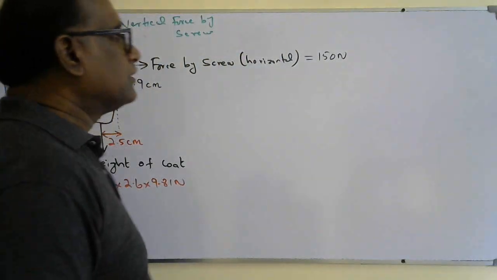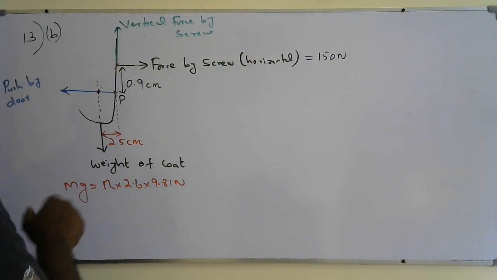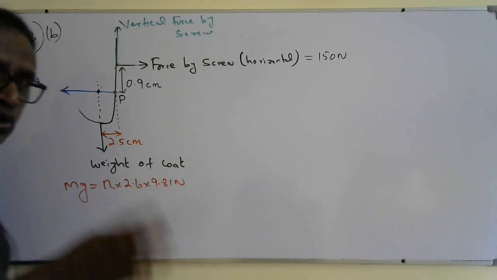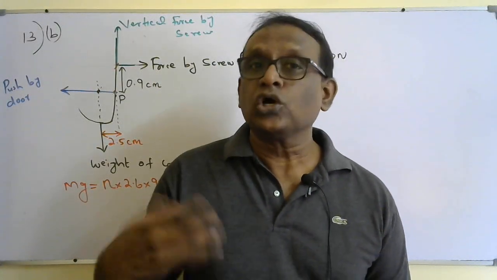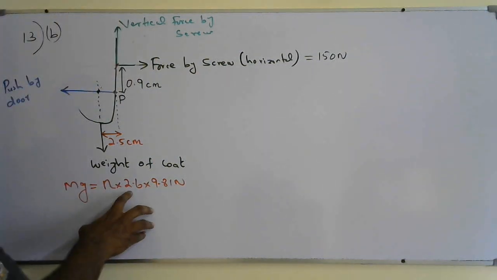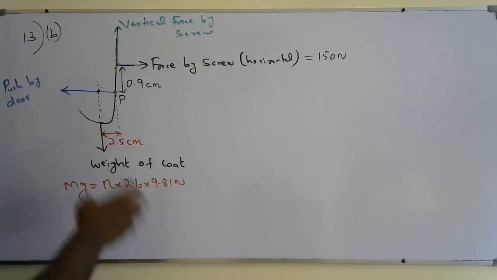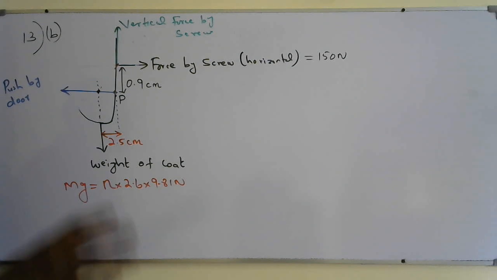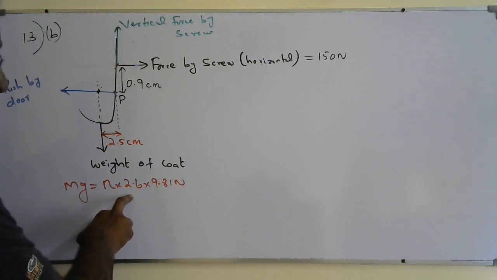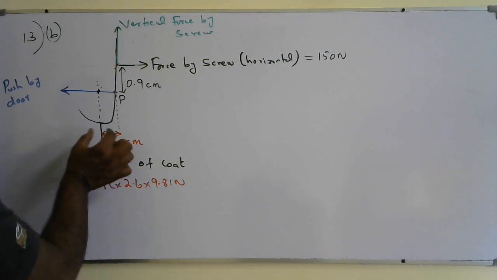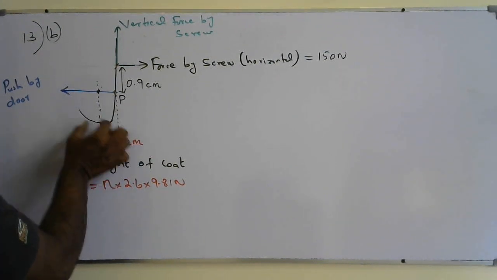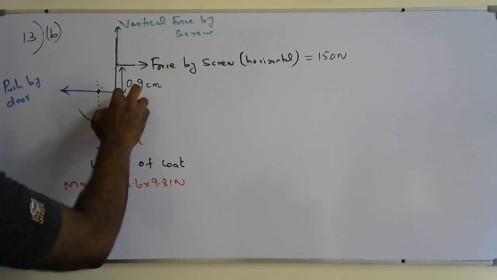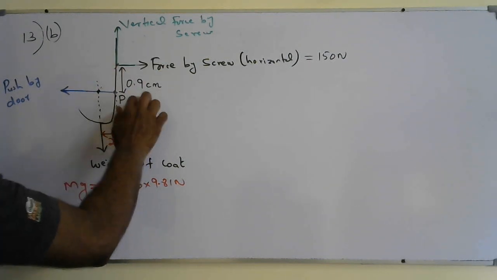Okay, so this is a question related to the turning effect, moments. We will take moments about P. The weight of the hook is negligible. So the total downward weight is due to the total weight of the coats, right? The weight of a coat is 2.6 into 9.81. We'll take the number of coats that could be hung as n. So the total downward weight due to n coats is n into 2.6 into 9.81. The total horizontal distance from the pivot P to the weight is given as 2.5 centimeters. From P to the screw, the vertical height is given as 0.9 centimeter.